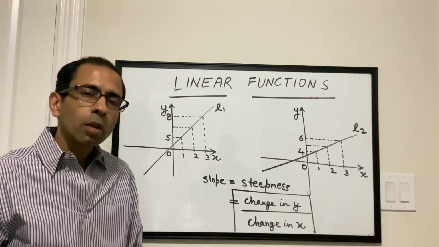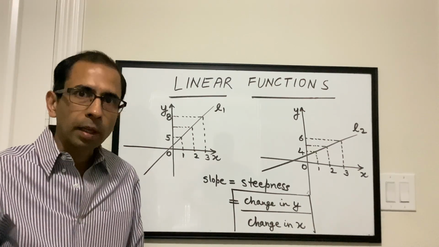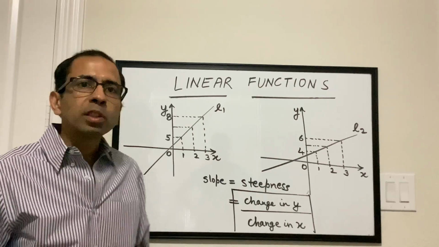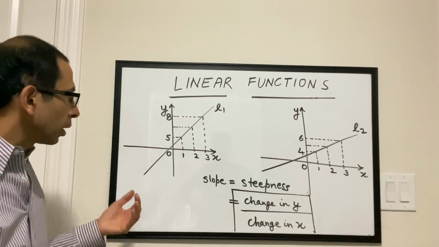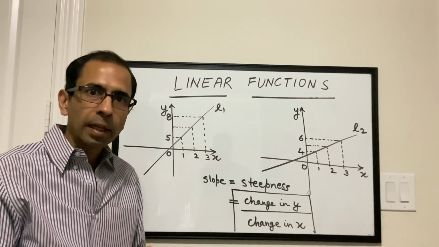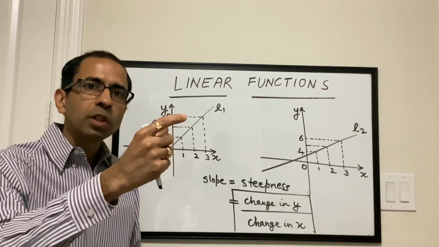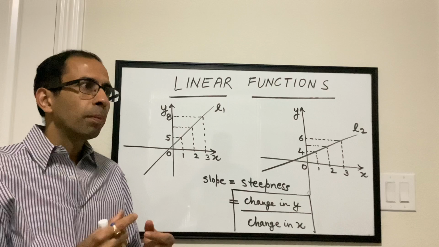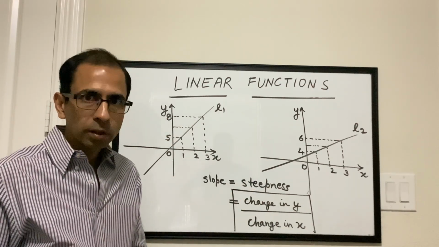So there is something called the slope, which determines the actual shape of the straight line. Slope is nothing but the steepness of the straight line or the linear function, right? Mathematically, it is determined by the change in y divided by the change in x. Essentially, we're trying to understand how fast y is changing with respect to x, or basically how much y is changing for a unit change in x, right?